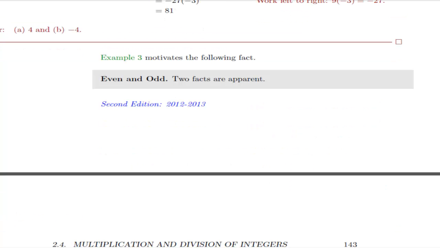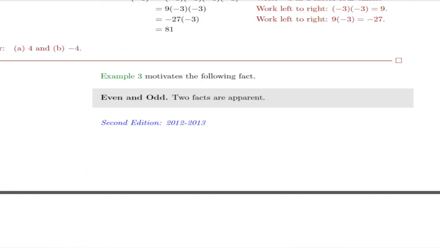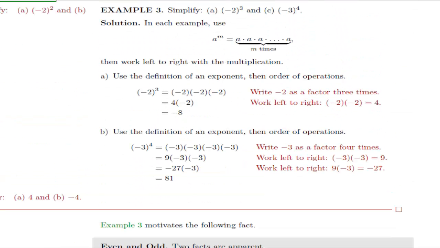Even and odd. 2 facts are apparent. 1. If a product contains an odd number of negative factors, then the product is negative. 2. If a product contains an even number of negative factors, then the product is positive. So let's look at example 3 again. Notice that with A, there are an odd number of factors with the exponent 3, and the result was negative. Notice with B, there are an even number of factors with an exponent of 4, and the result was positive. So with an odd number of factors, the result is negative. With an even number of factors, the result is positive.